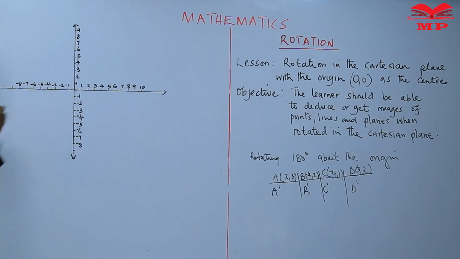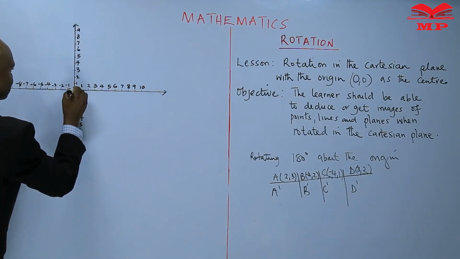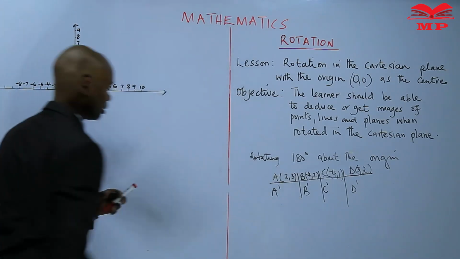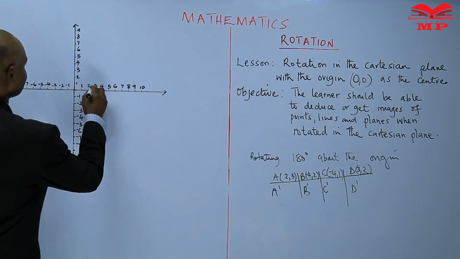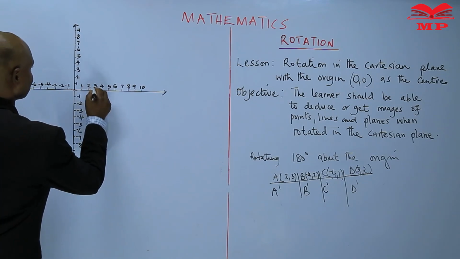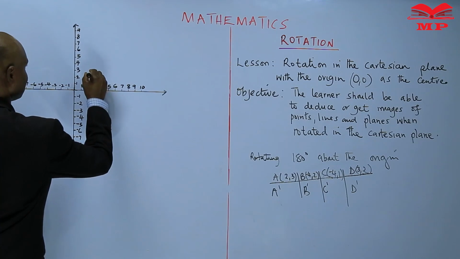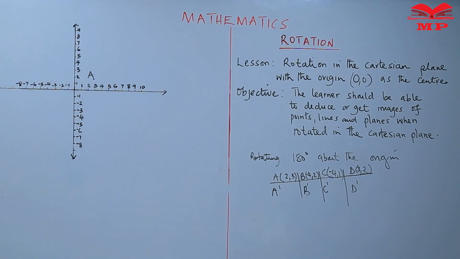So you come to that Cartesian plane, learner, with the y-axis and the x-axis, and that is the origin, 0, 0, with coordinates 0, 0. So the first point is A, and it is 3, 2. 3 for the x and 2. So that is A.